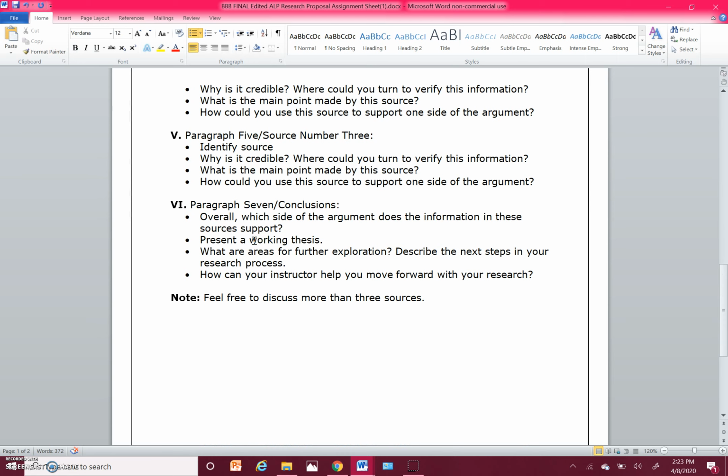Then the last paragraph, conclusions. Overall, which side of the argument does the information in these sources support? Present a working thesis. What are areas for further exploration? Describe the next step in your research process. How can your instructor help you move forward with your research? Feel free to discuss more than 3 sources.